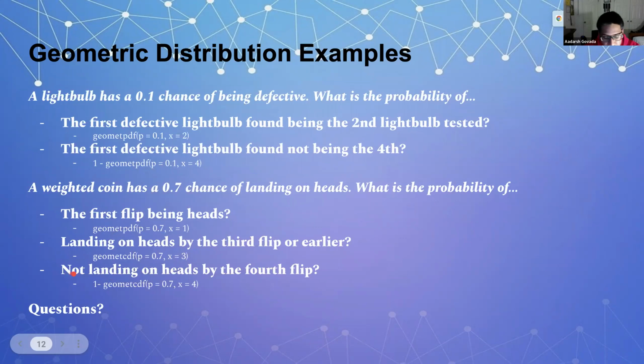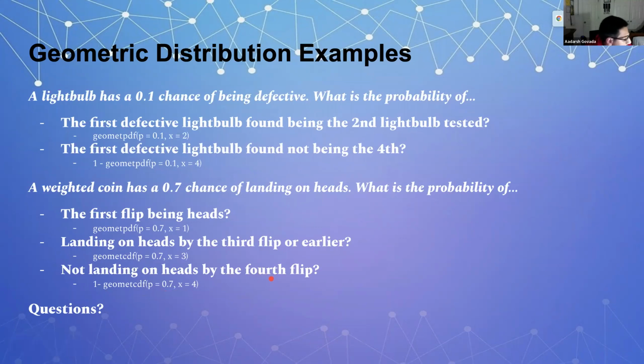Next, this last example is: what's the probability of not landing on heads by the fourth flip? If we remember the complement rule, the probability of not doing something is 1 minus the probability of doing something. So in this case we take 1 minus the probability of landing on heads at the fourth flip or before.